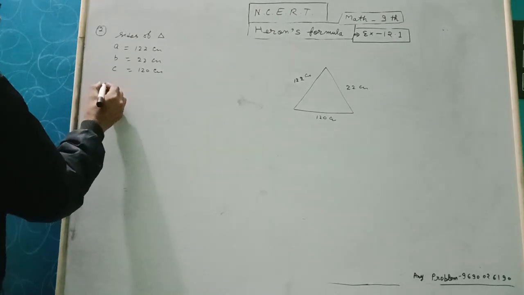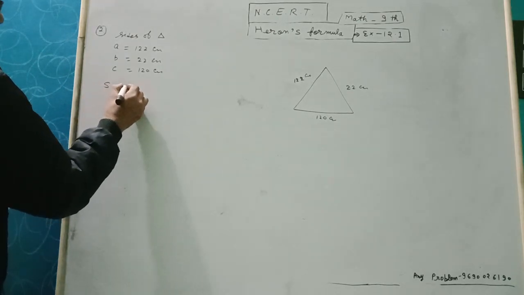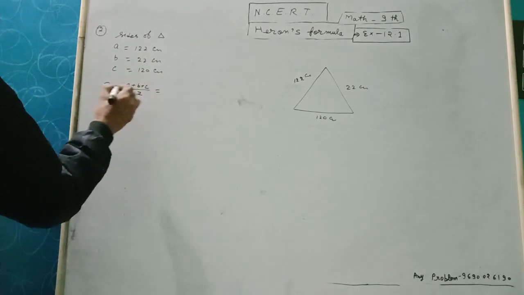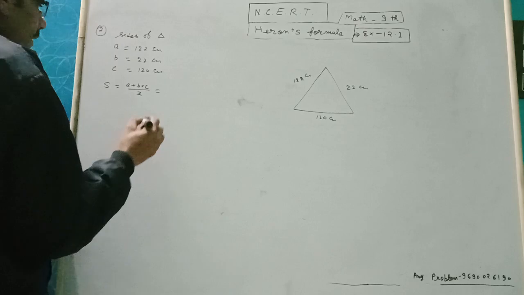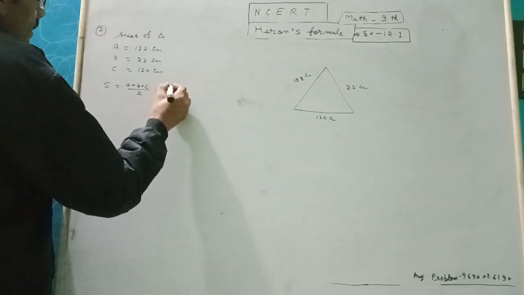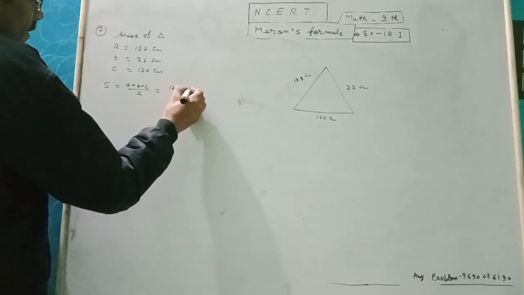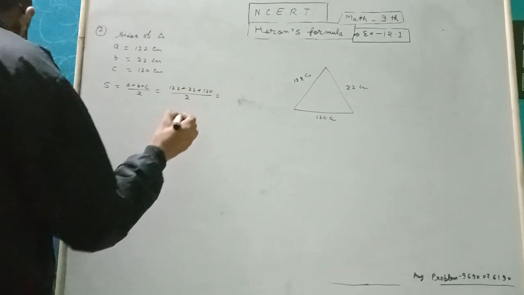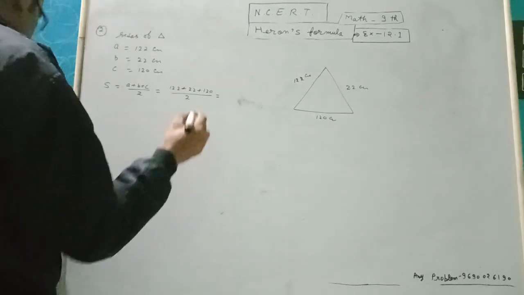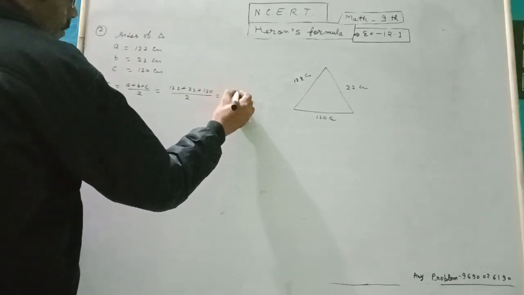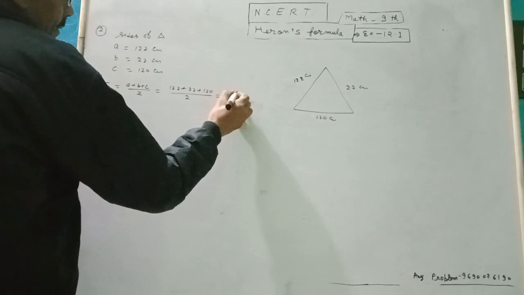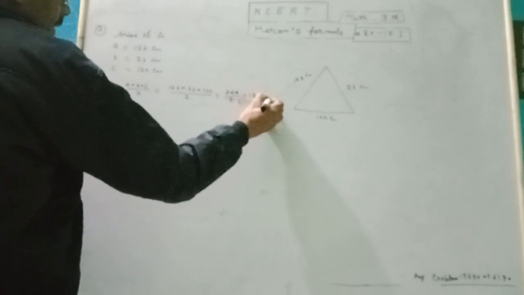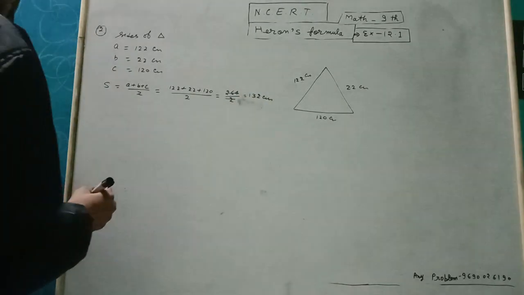At first, find the S. A plus B plus C upon 2 is the formula. The semi-perimeter of the triangle is 122 plus 22 plus 120 upon 2, after the addition 264 upon 2, divided by 2 is 132 meter. S is the half perimeter of the triangle.